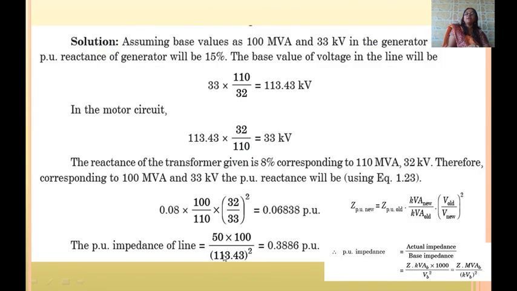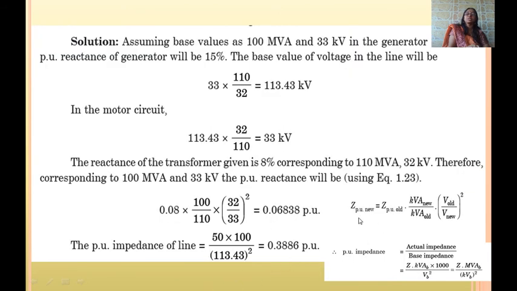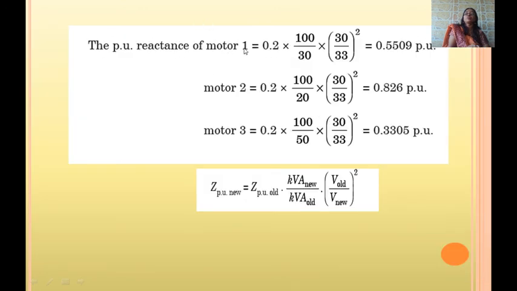In the transmission line we have only voltage levels. For the generator we have a kVA rating, and for the motors we also have a kVA rating. So here we will use this formula: Z per unit new is equal to Z per unit old times kVA new upon kVA old into V old upon V new, whole bracket squared. For motor 1, motor 2 and motor 3, kVA is changed, 30, 20 and 50. We got different values of per unit reactance.